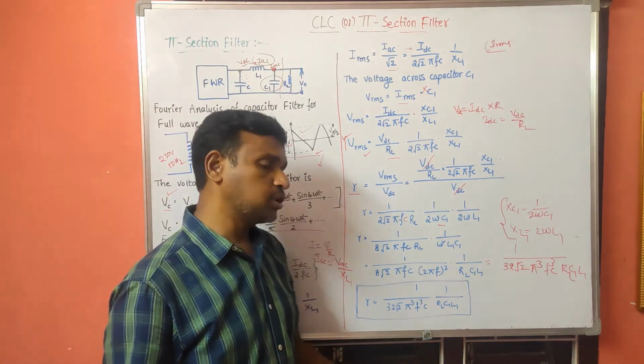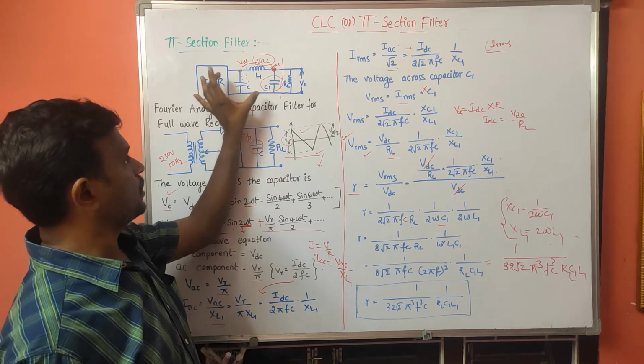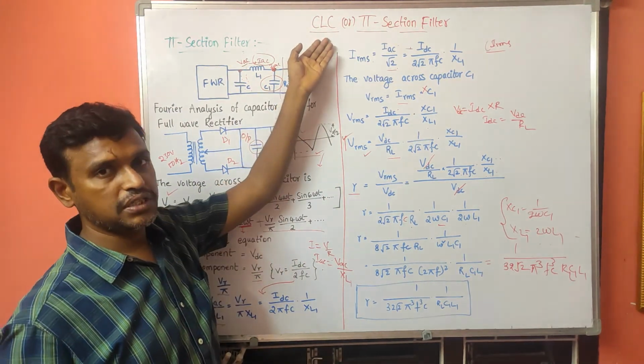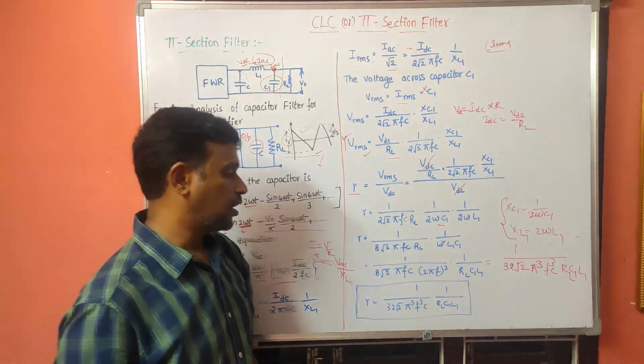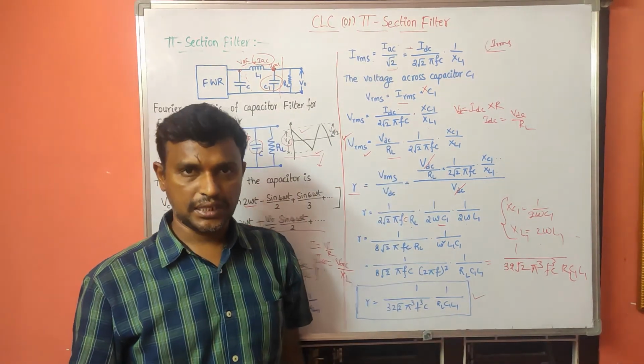So this is about the full wave rectifier with pi section filter. We can also call it a CLC filter or pi section filter. So this is the ripple factor of a full wave rectifier with pi section filter.